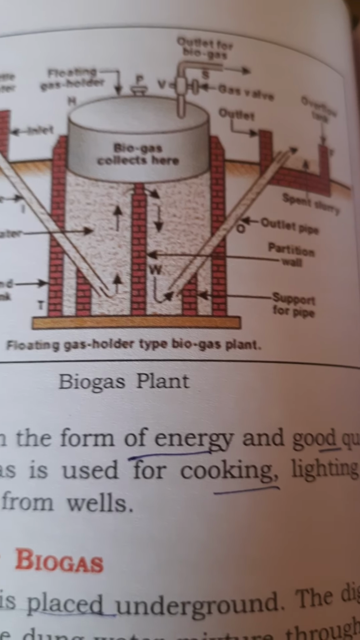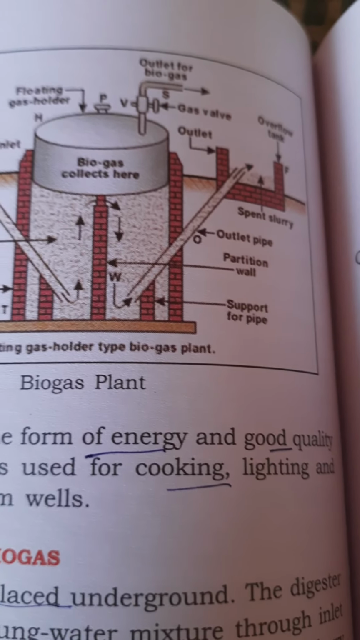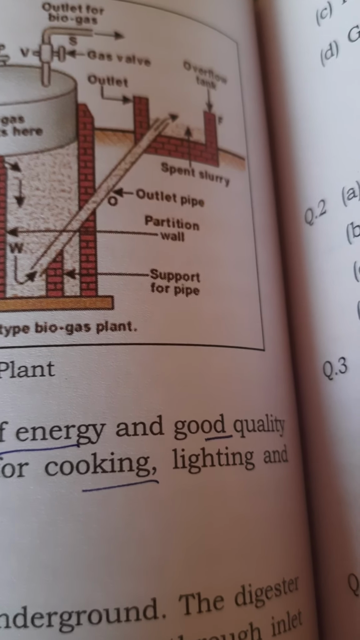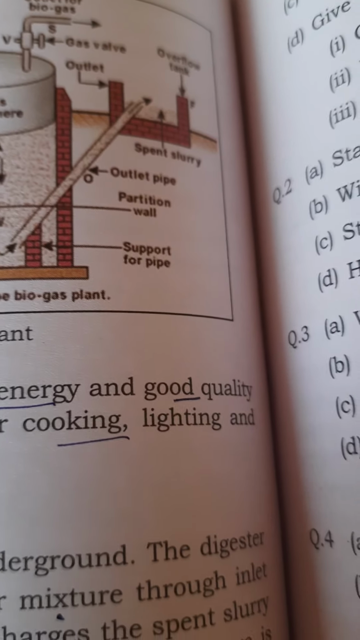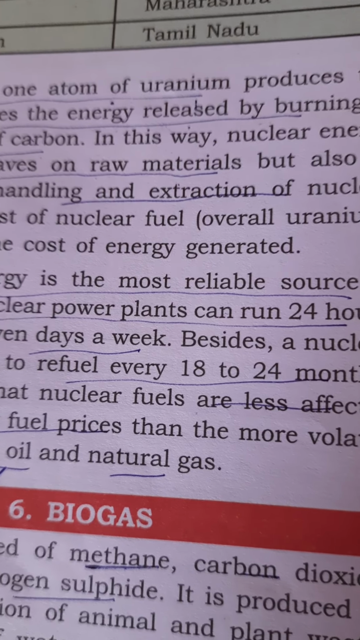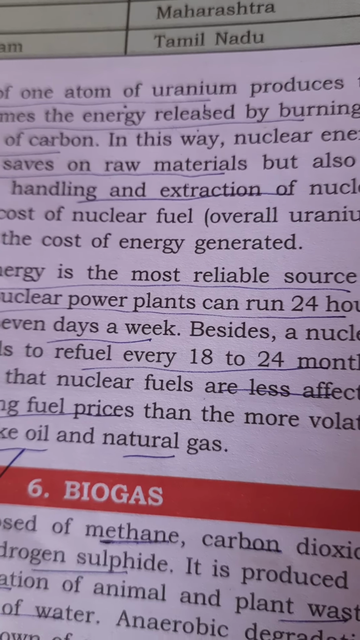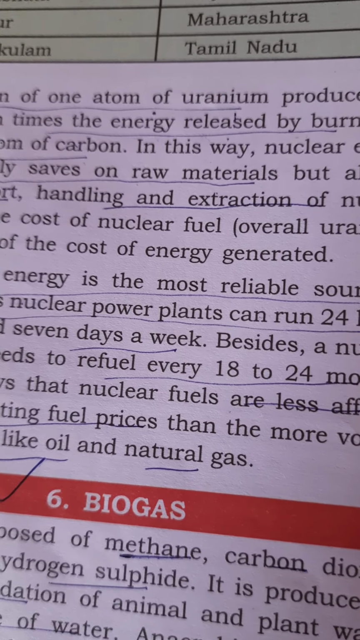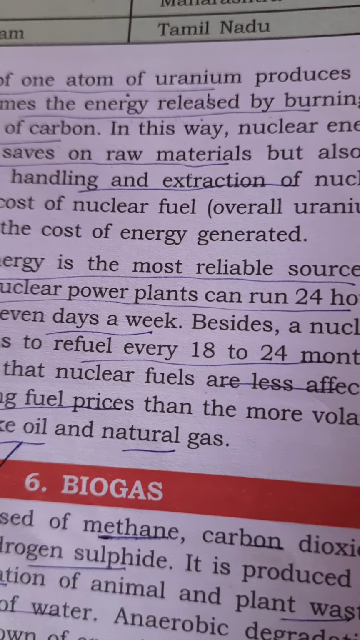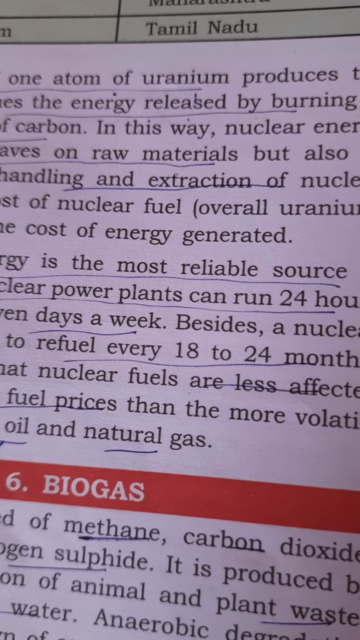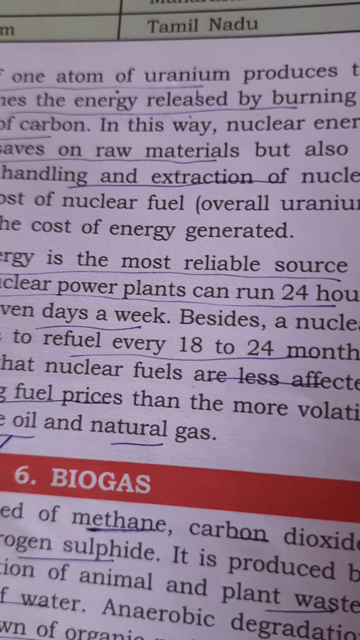So gobar gas plants, as we call them, are plants which use cattle dung. These plants using cattle dung have been set up in many villages and they provide two benefits to the farmers. One, in the form of energy, and second, in the form of good quality manure. Got it? So, gobar gas plants are very common in rural India because they benefit the farmers in two ways. One, it generates energy, and the other, it provides good quality manure.